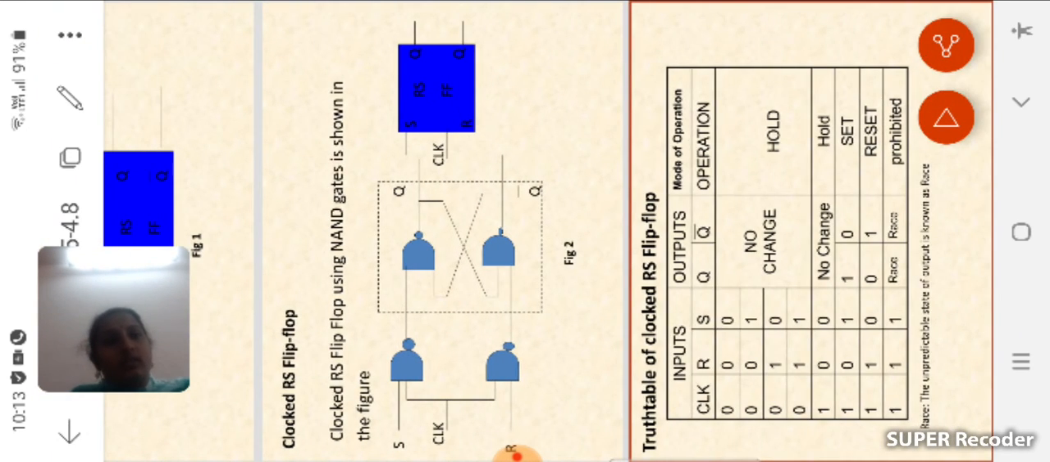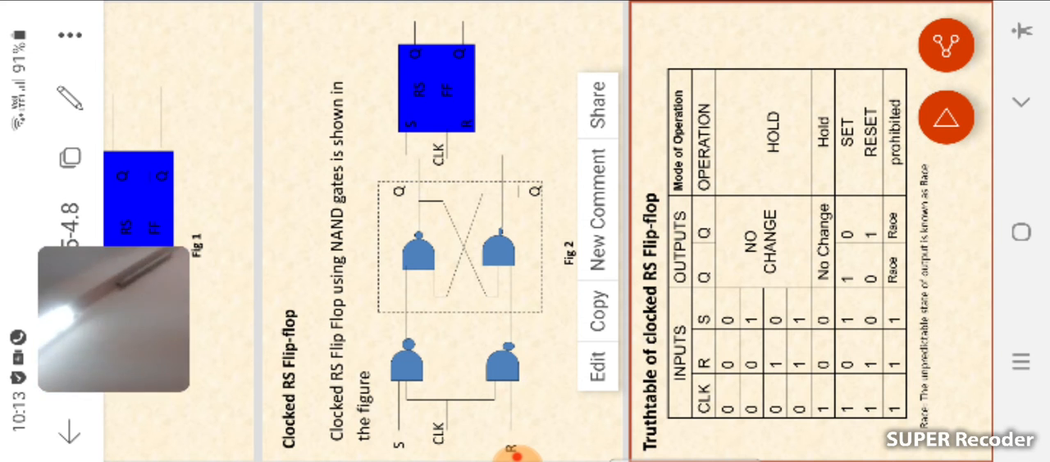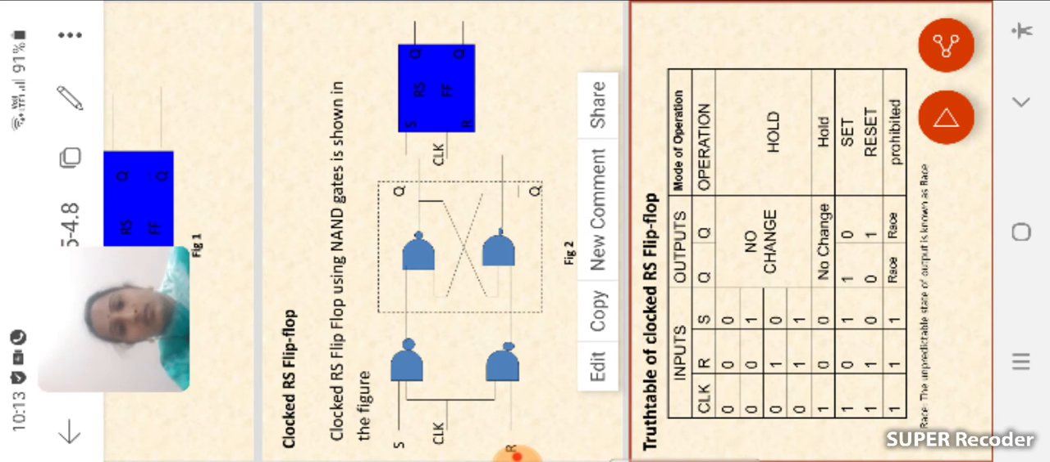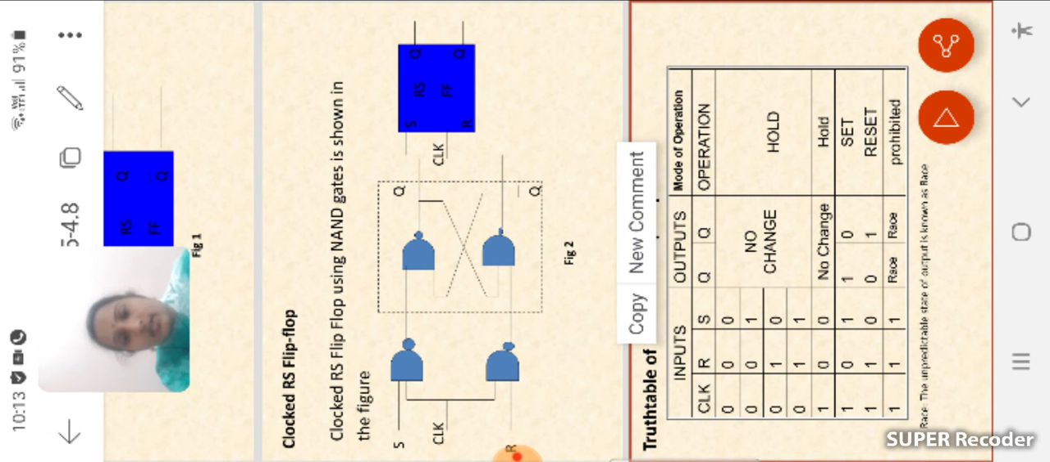Okay, see here. So this is the truth table of our NAND gate. This is the truth table of the SR flip-flop. So see here, the clock pulse is 0 in 4 cases. First, if the clock pulse is 0 and both inputs are 0, the output is not changed. If S is equal to 1 also, the output is not changed. If R is equal to 1 also, the output is not changed. If both are high also, the output is not changed.